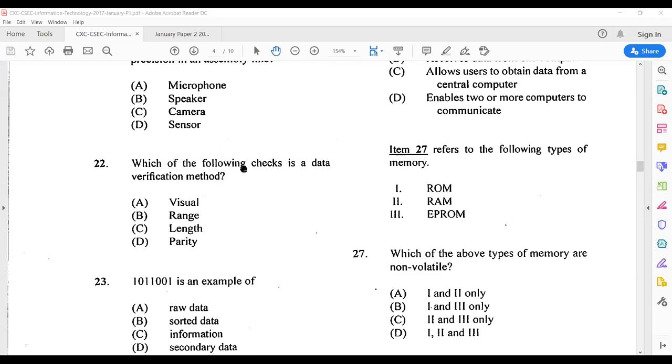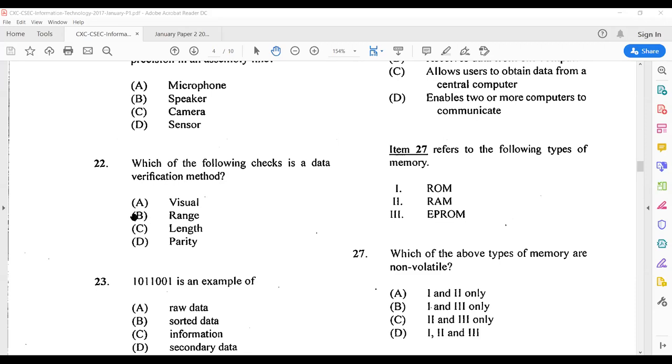And in verification, there are two checks. There's the visual check, right? And then there's the double data entry check. And in the validation, that's where you have the multiple ones. So you have range check, you have length, data type, you have reasonableness check, okay? So based on that, the verification method in this option is the visual, and that's E.